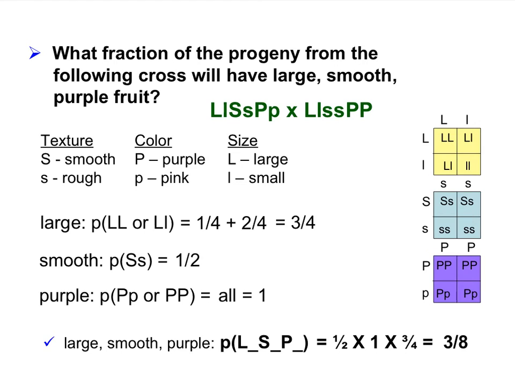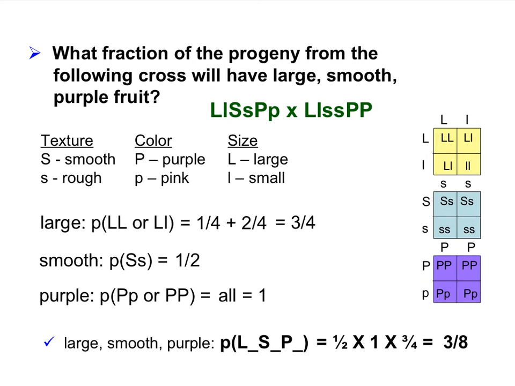What fraction of the progeny from the following cross will have a large, smooth, purple fruit? Large, smooth, purple fruit. What fraction? So large is big L. Purple is big P. Smooth is big S. So what fraction of this cross, and there's 3 genes, look at it, 3 of them, are going to be large, purple, and smooth? Well, let's think about it. For it to be large, there's 3/4 of the possible Punnett square here that is large.